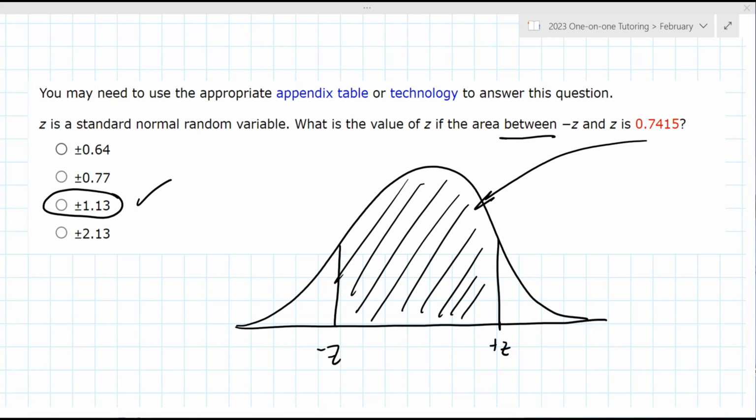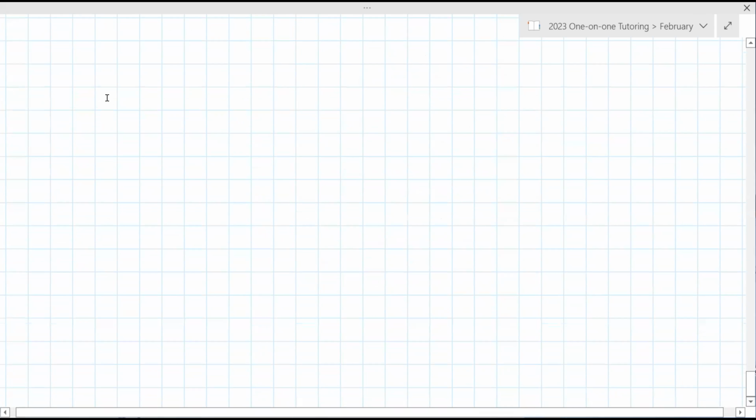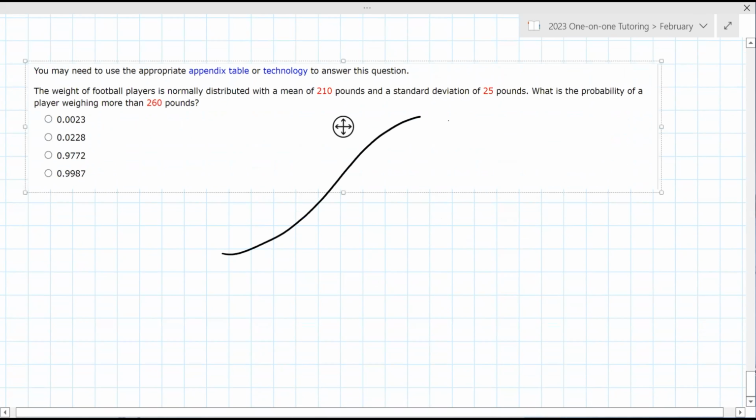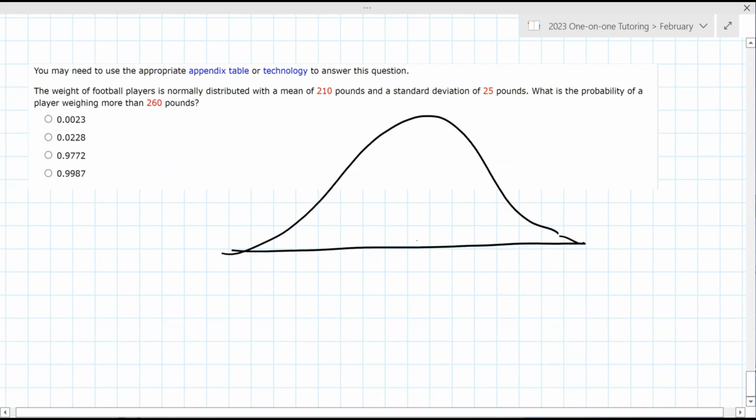All right, really good. Okay, so 12 is very similar. All we're doing here is changing the mean and the standard deviation. Let me snip that in here. Okay, so they're telling you that the weight of football players are normally distributed with a mean of 210. So that's your mu, and a standard deviation of 25. And they wanted the probability that a player weighs more than 260.